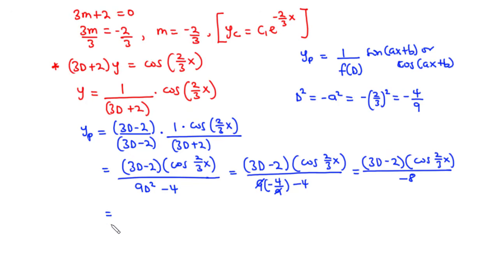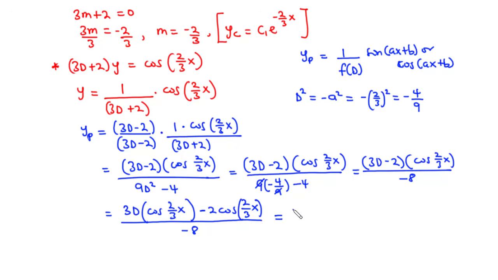Now let's work on the numerator. So we multiply cos 2 over 3 x across. So we are going to have 3D cos 2 over 3 x minus 2 cos 2 over 3 x, all divided by negative 8. So we are going to have 3 on the outside. Now you are going to differentiate cos 2 over 3 x once. This is the first derivative.